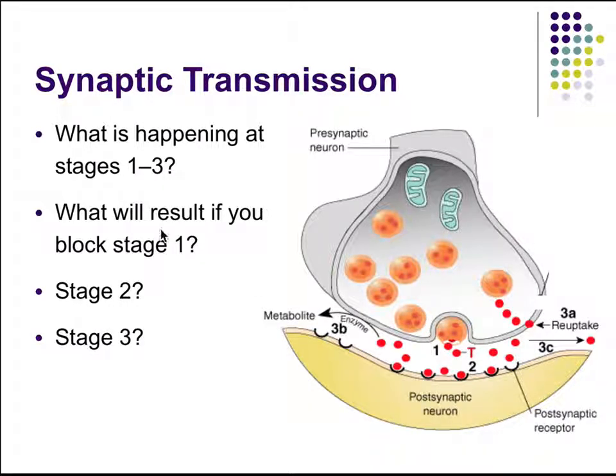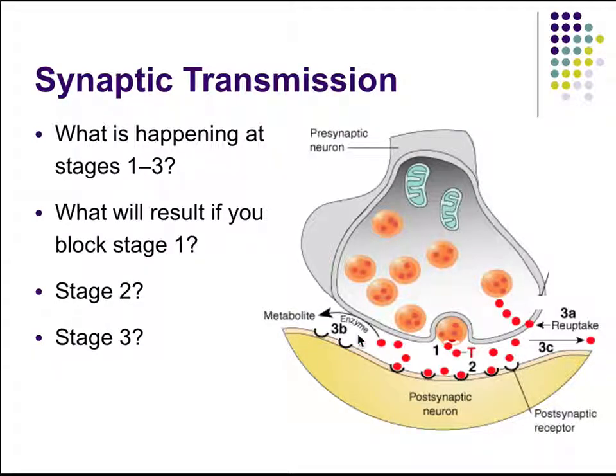What would happen if you blocked each of the stages? So if you block stage 1, again, we're going to assume this is a muscle. If we block stage 1, then you're not releasing the neurotransmitter, and so you wouldn't be able to move. You wouldn't be able to contract your muscles. If you block stage 2, you're blocking the acetylcholine from binding to the receptor. So you're letting it release, but you're still not letting it bind. So again, you still won't be able to move.